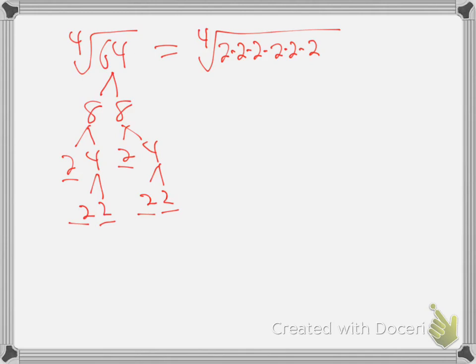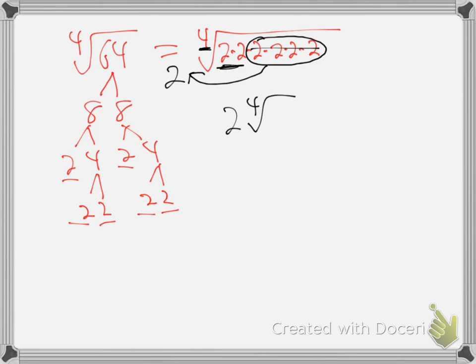Now, remember how roots work from your algebra days? Whatever the 4 in the hook means, it's a 4-for-1 deal. So 4 twos ship 1 two out, and they're gone. So 1 two on the outside.